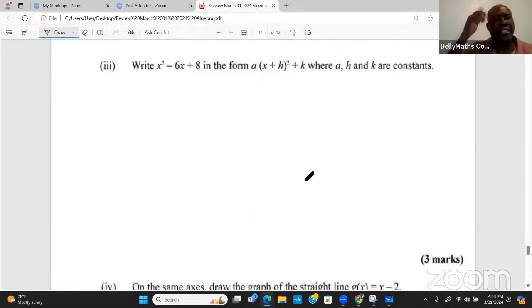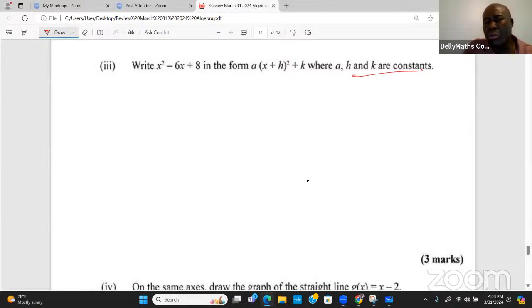Now, this that we have here says write x squared minus 6x plus 8 in the form a, open bracket, x plus h all squared plus k, where a, h, and k are constants. In other words, then they want you to complete the square. There are many ways to do this. I'm going to give you one way, right?